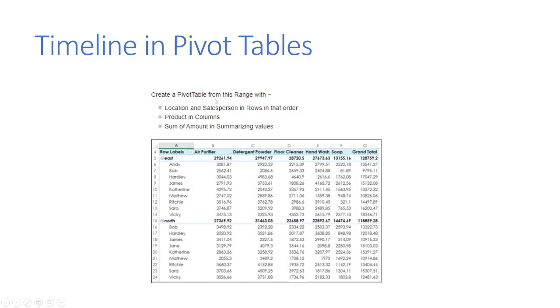Create a pivot table from this range with location and salesperson in rows in that order. So we drag location and salesperson in rows and product in columns. You notice here the products are in columns. Sum of the amount is the summarizing value. So we have here the sum of the amount. Again, location and salesperson here.